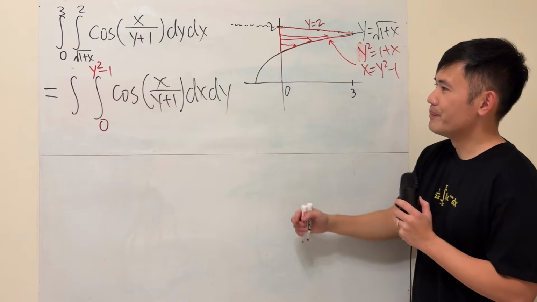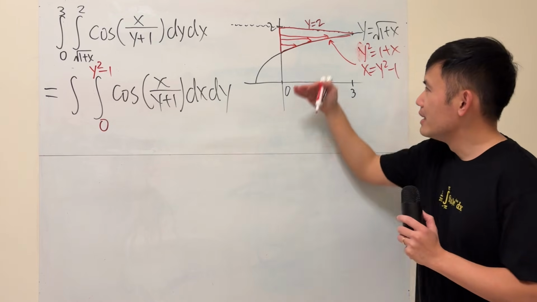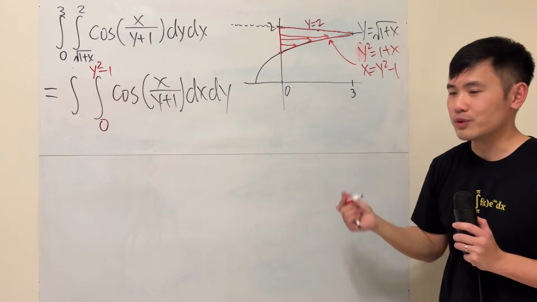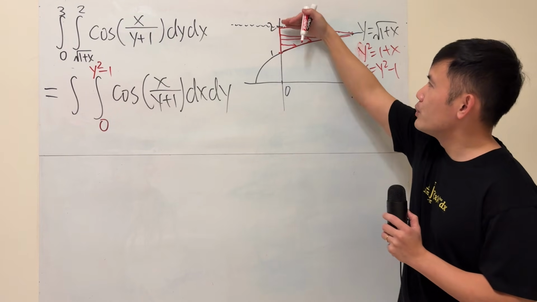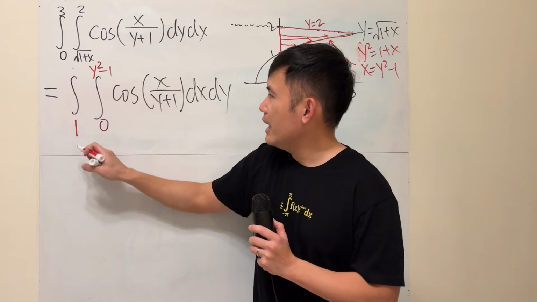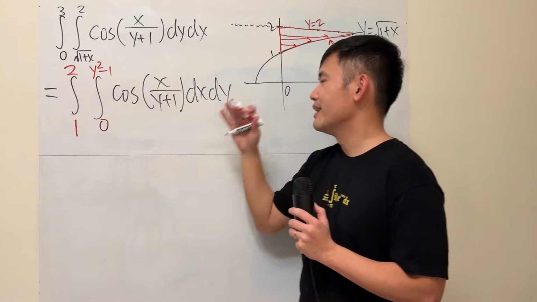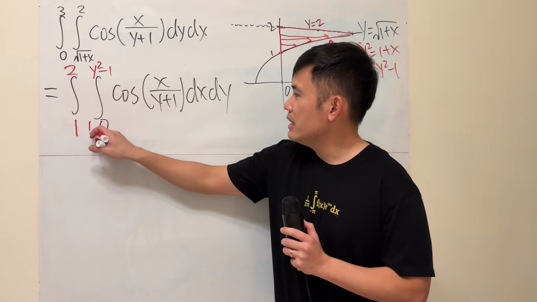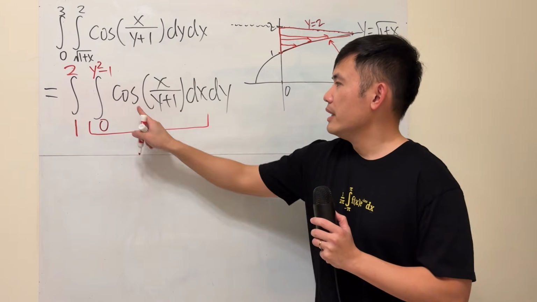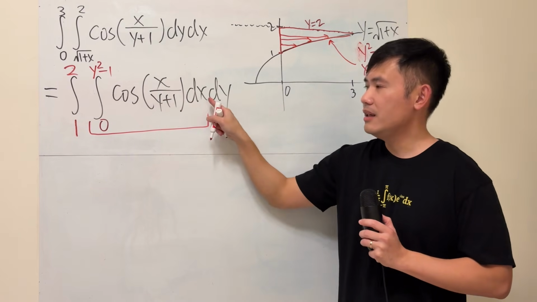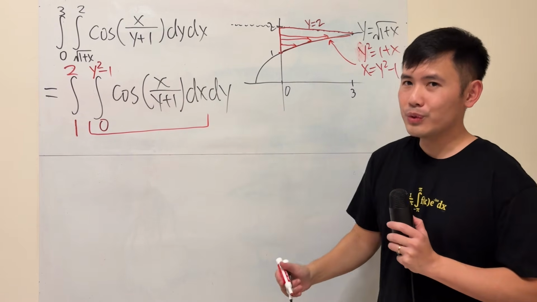And to continue, for the dy, the starting y value here is what? When x is 0, plug in here, square root of 1 is 1. Up to what? 2. So the starting y is 1 and the ending y value is 2. Aha! That's much better. Now, do this inside out. Integrating cosine of x over a constant in the x world, what do we get though?